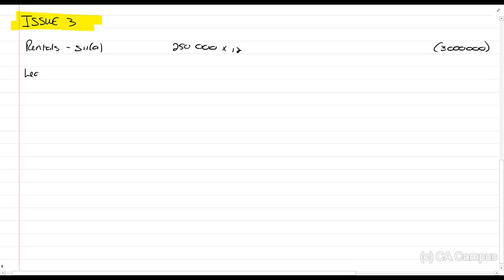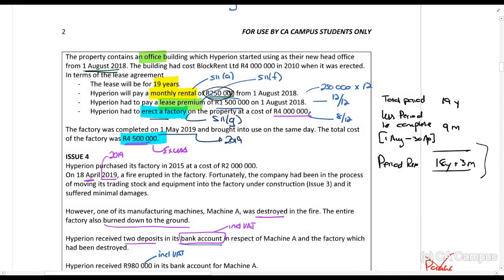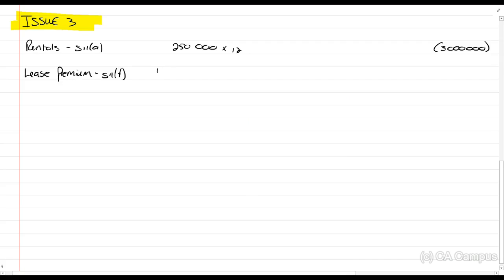Then we have our lease premium. The lease premium is 1.5 million rands. So 1.5 million divided by 19, because that's the duration of the lease, and we had it this entire period. Then we have our leasehold improvement.